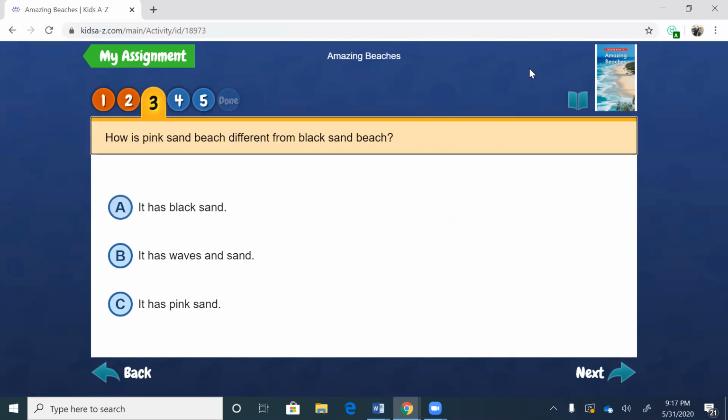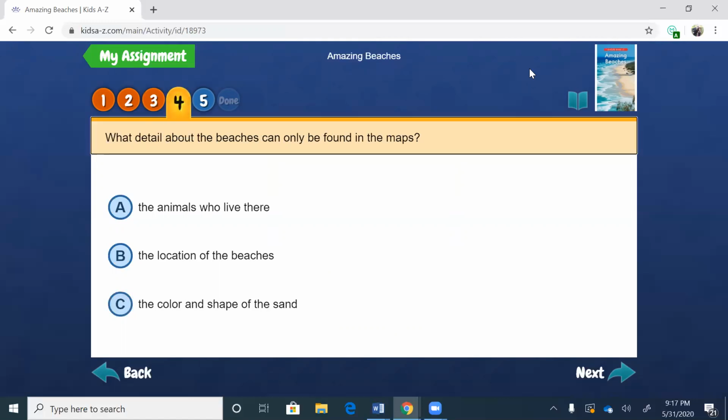Number 3, how is pink sand different from black sand beach? A, it has black sand. No, pink sand beach does not have black sand. B, it has waves and sand. Or C, it has pink sand. All right, guys. How is pink sand beach different from black sand beach? Yes, it has pink sand.